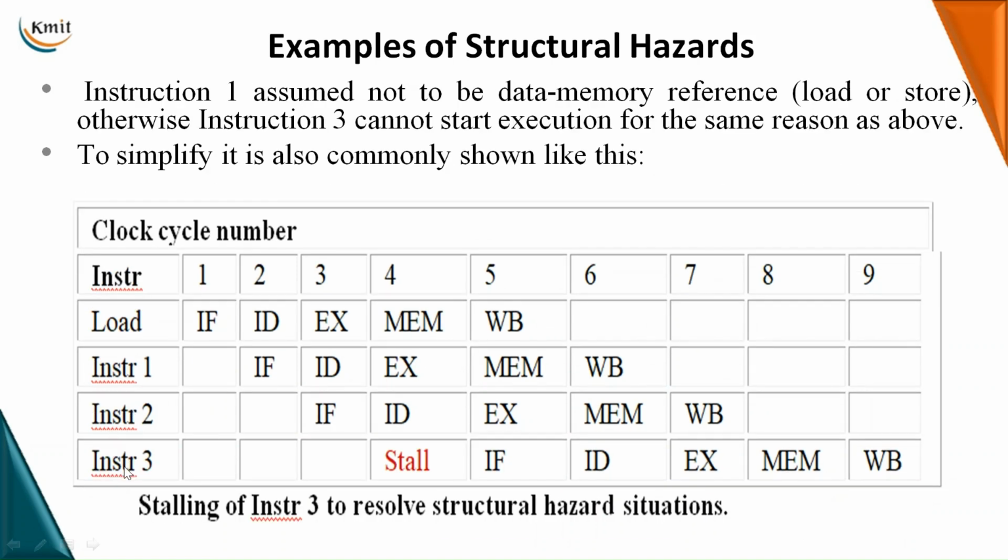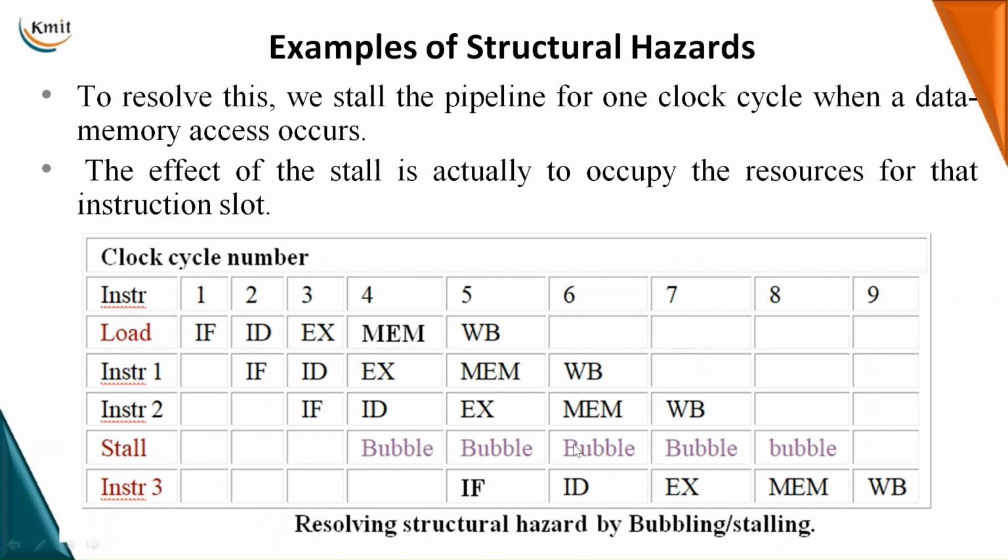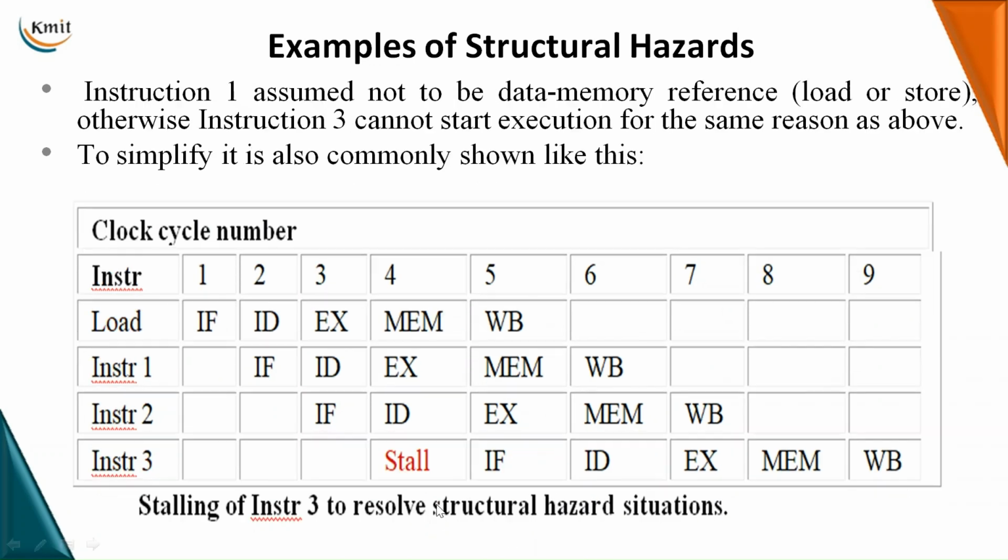You can also represent it like this. For instructions I1, I2, I3, in the fourth clock cycle you are going to stall it, and from the fifth clock cycle it starts its execution. You can represent the pipeline in this manner, with bubbling, or you can simply implement a stall in this clock cycle and start the execution of the I3 instruction in the fifth clock cycle. So here we are stalling the instruction I3 to resolve the structural hazard situation.